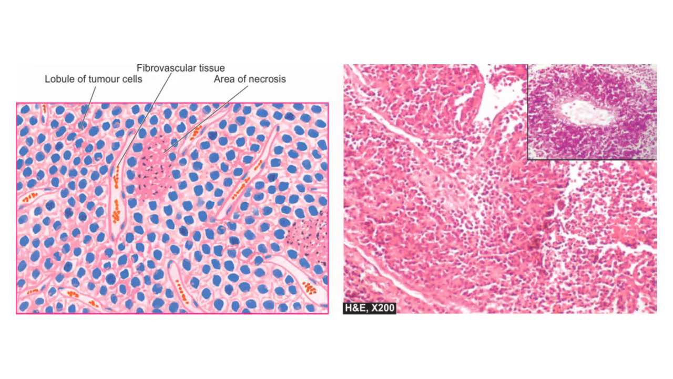The illustration on the left shows the characteristic morphology of Ewing sarcoma. There are sheets of tumor cells. These tumor cells are small blue cells. They are separated by fibrovascular tissue, and areas of necrosis are frequent.